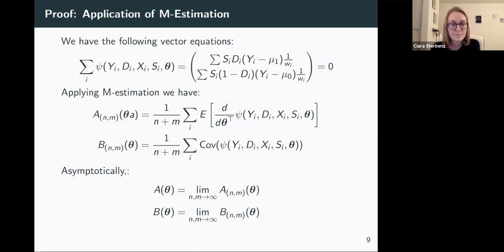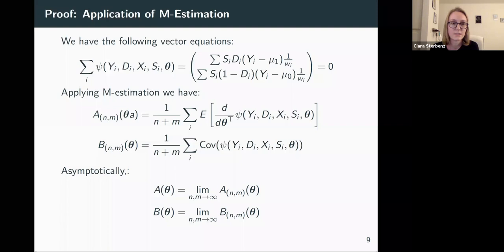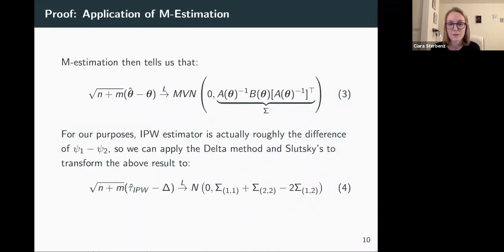Next slide. So basically the proof is a very straightforward application of M estimation with, again, those psi equations. You solve for A and B. Next slide. And you get the following results straight from the M estimation in equation 3. Then for our purposes, since we care about the difference of mu1 and mu0, it's roughly the difference of those two psi functions. So you just apply the delta method and Slutsky's theorem, using stuff we learned in this class, and you get equation 4 showing that the IPW estimator is asymptotically normal.